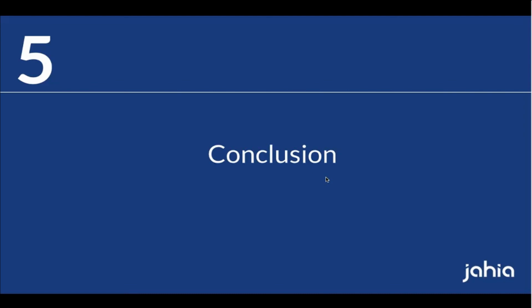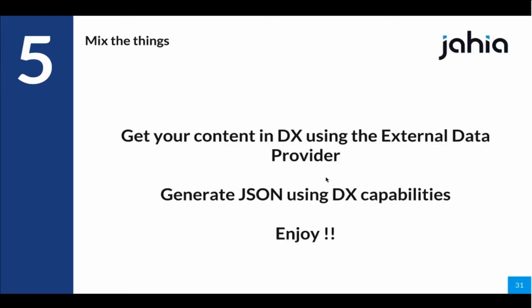So in conclusion, it's easy and quite fast to get your content in DX using external data providers. If you generate your JSON with DX capabilities, then you have a really easy way to build single page applications using AngularJS, for example. You're mixing everything together, and those parts are not related to each other, so you can work on your external data providers, work on your JSON, on your views and rendering, and mix it all together. You will have a very, very powerful platform.